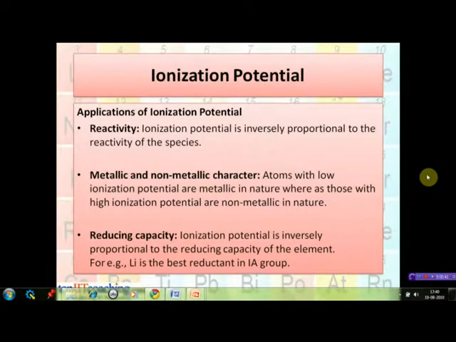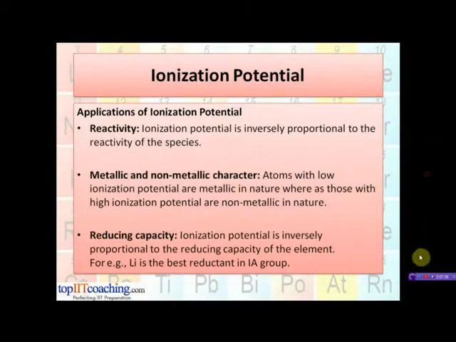Atoms with low ionization potential, which can easily lose electrons, are metallic in nature, whereas those with high values of ionization potential are non-metallic in nature. The third property is the reducing capacity. Ionization potential is inversely proportional to the reducing capacity of the element because reducing capacity involves giving up of the electron. Therefore, lithium, which easily gives up its electron because of low value of ionization potential, is the best reductant in the first table.